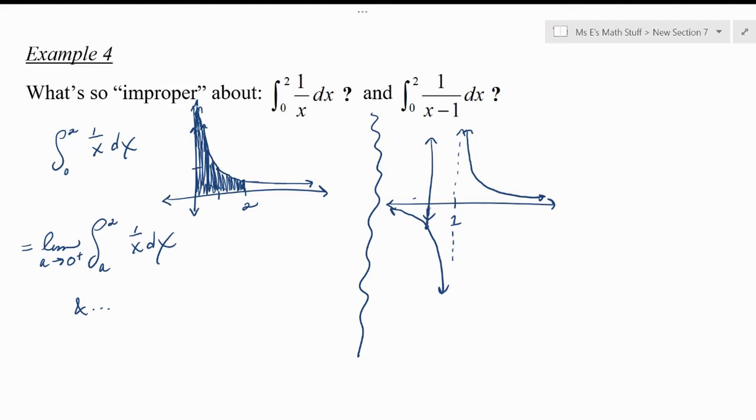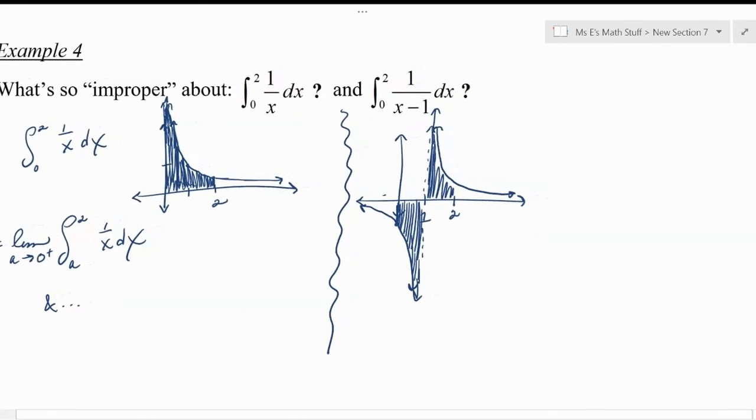So if you start thinking graphically about what you're finding from 0 to 2 here, what's so improper about this integral? It would be this vertical asymptote that you have. So basically the point of this example is to make you aware that it's not just horizontal asymptotes, not just if one of your bounds is infinity. If you have a vertical asymptote where your graph exhibits infinite behavior, like here, then that would be another type of improper integral.